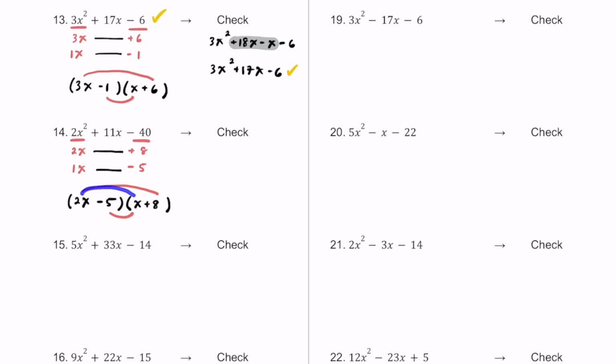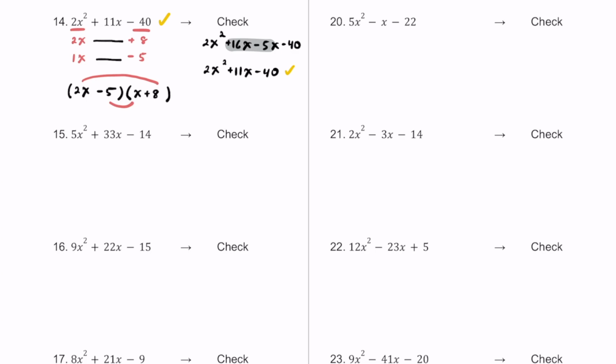So 2x times x, that's this 2x to the second power. Let's go ahead and check the outers and the inners now. The outers are going to get you a positive 16x. The inners are minus 5x. And then finally, this negative 5 times 8 is going to be a negative 40. Finally, combining these like terms in the middle, let's see, we're going to have 2x squared, then plus 11x, and then minus 40. I think this is what we were looking for, so we did a good job factoring.